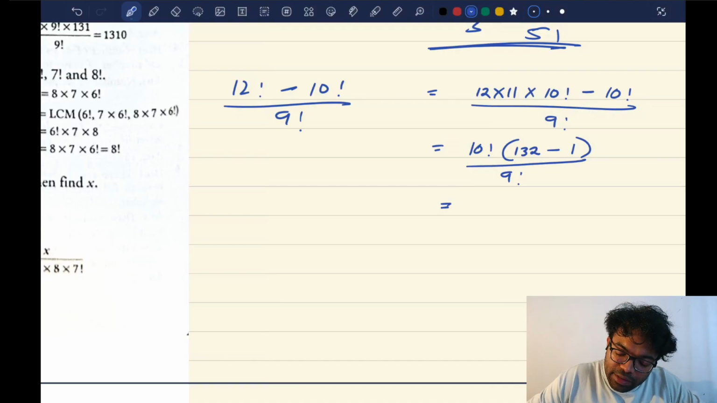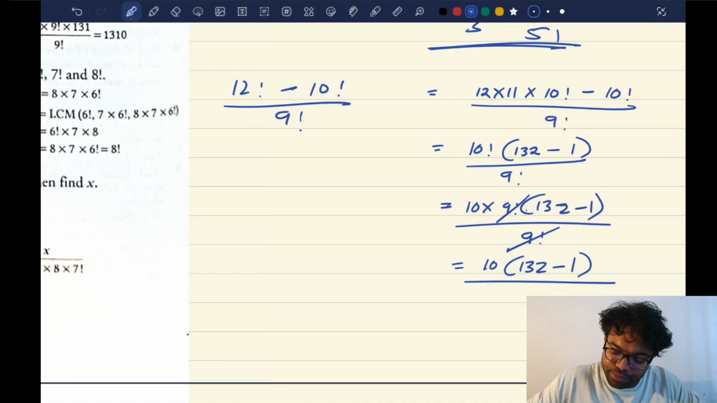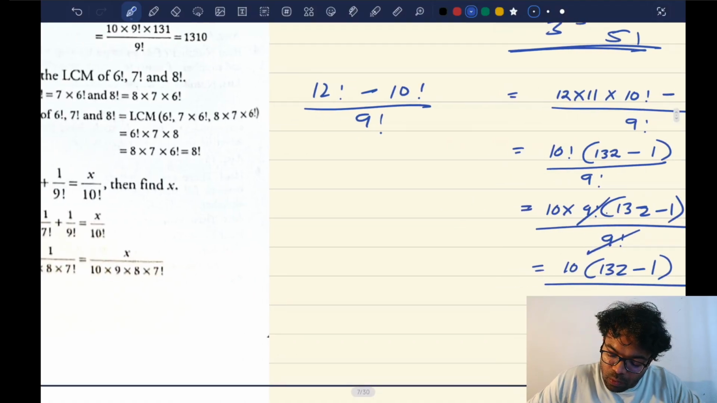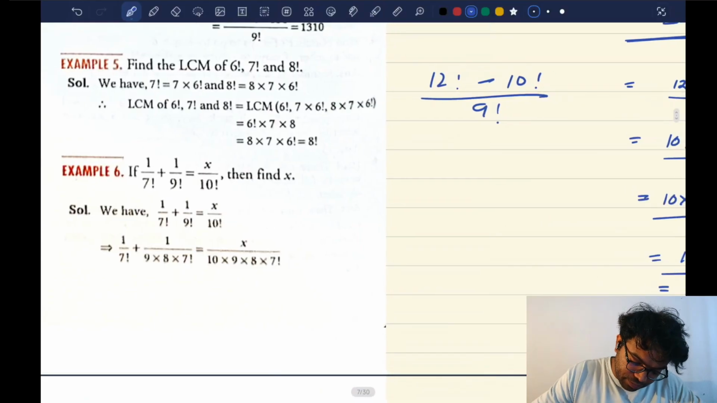This can again be written as 10 into 9 factorial multiplied by 132 minus 1 upon 9 factorial. This and this get cut off. So what will I be left with? 10 into 132 minus 1. That is 1320 minus 10, 1310. Simple? Okay, let's move on to the next question.